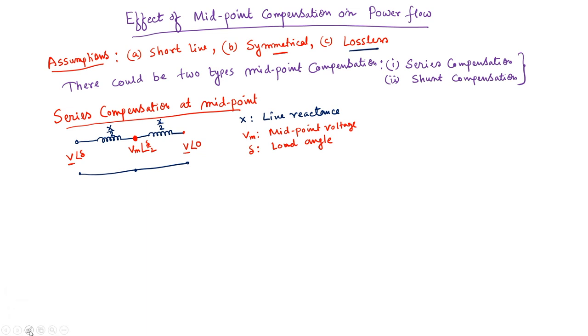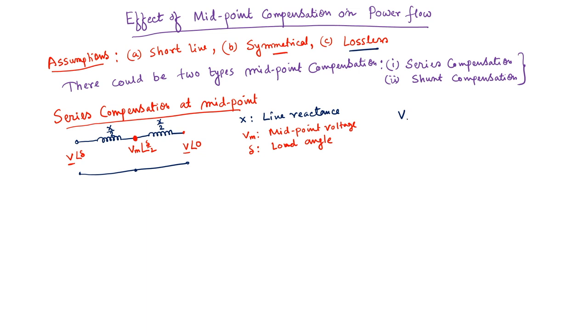Now, we know the expression of the midpoint voltage for a symmetrical lossless long transmission line. We already derived the expression of the midpoint voltage magnitude for a symmetrical lossless long transmission line a couple of lectures back. If you remember, the expression is Vm is equal to V cos delta by 2 divided by cos beta L by 2. This is the expression of the midpoint voltage.